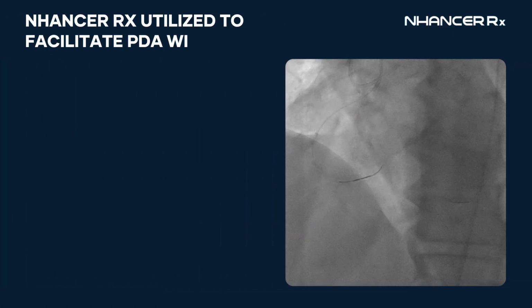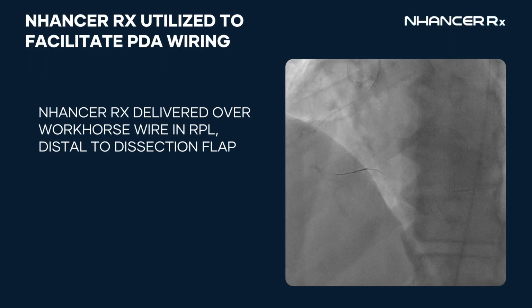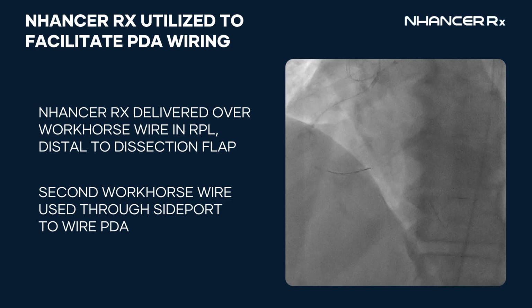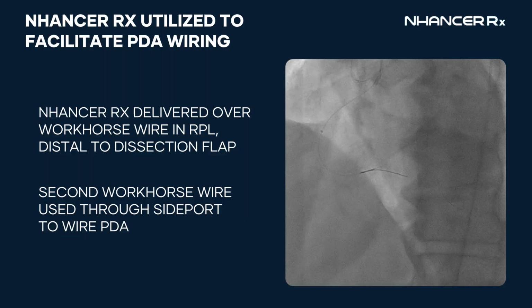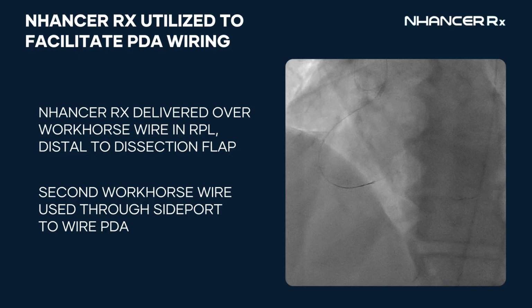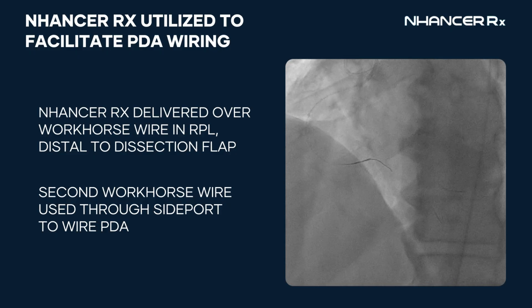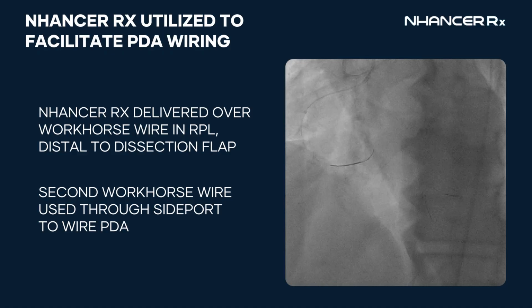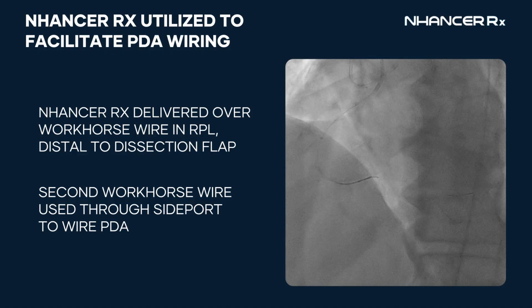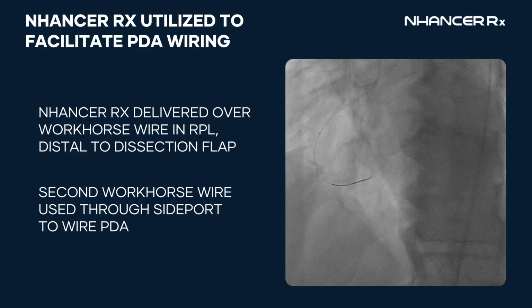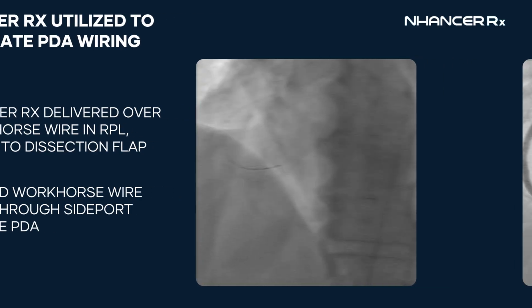This is where we used our dual lumen microcatheter, our NHancer. You can see that the catheter is placed over our workhorse wire in the RPL, and then I use another workhorse wire to basically get into the RPDA. The dual lumen microcatheter, the NHancer, is placed distal to the dissection flap entry point, and this helps us confirm, based on both wire behavior and position of the dual lumen microcatheter, that we are in fact in true lumen, and we're able to protect both branches.